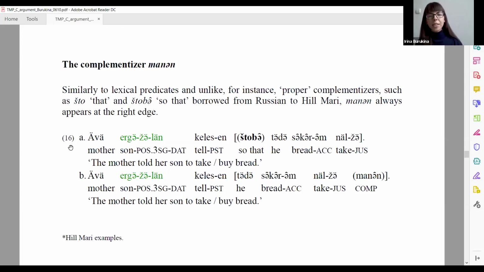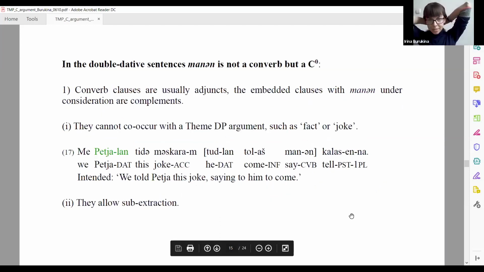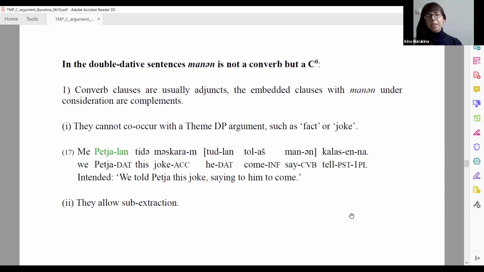So you can see it here in 16a, we have this borrowed complementizer чтобы, which appears at the left edge of the embedded clause. And in 16b, we have an identical sentence with the embedded complementizer manen, and that one appears at the right edge of the embedded clause, just like a lexical verb. So at this point, it may be proposed that maybe manen in these sentences is also a lexical predicate. Maybe it's just a converb.